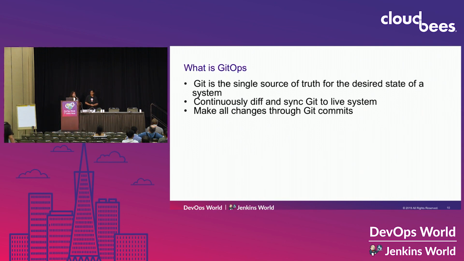What is the second step? You need to have an agent or a controller or some system which will continuously diff your live system with the Git to see if there is any change in Git or in the system, and sync based on what is there in Git. And then the third point is any changes you want to make to the live system, you cannot do through a command line or running a script or kubectl apply. You have to make a change in Git, and then your agent or controller will update the live system based on the change to Git. These are the 3 main principles.